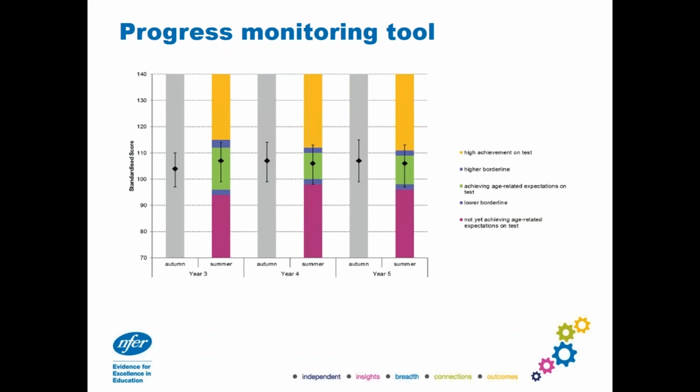But this graph also shows the age-related expectations categories. As you can see by the coloured bars, this represents those categories that I showed a slide on earlier. And again, here you can see that on the summer tests, this particular child is achieving age-related expectations for year 3, year 4 and year 5.